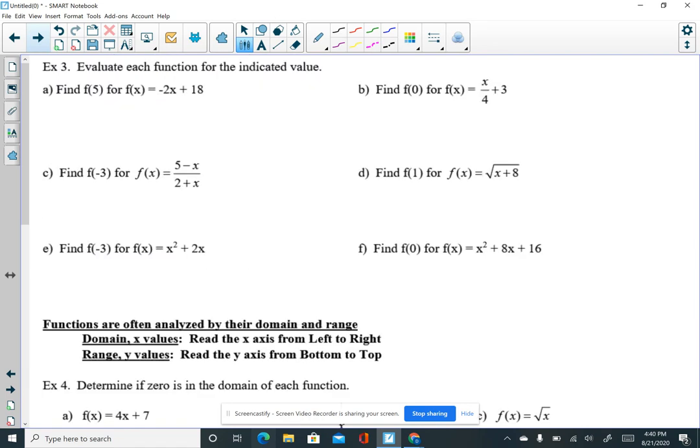All right, let's flip it on over to the top of the next page. In example 3, I really just got you practicing evaluating functions for specific values.